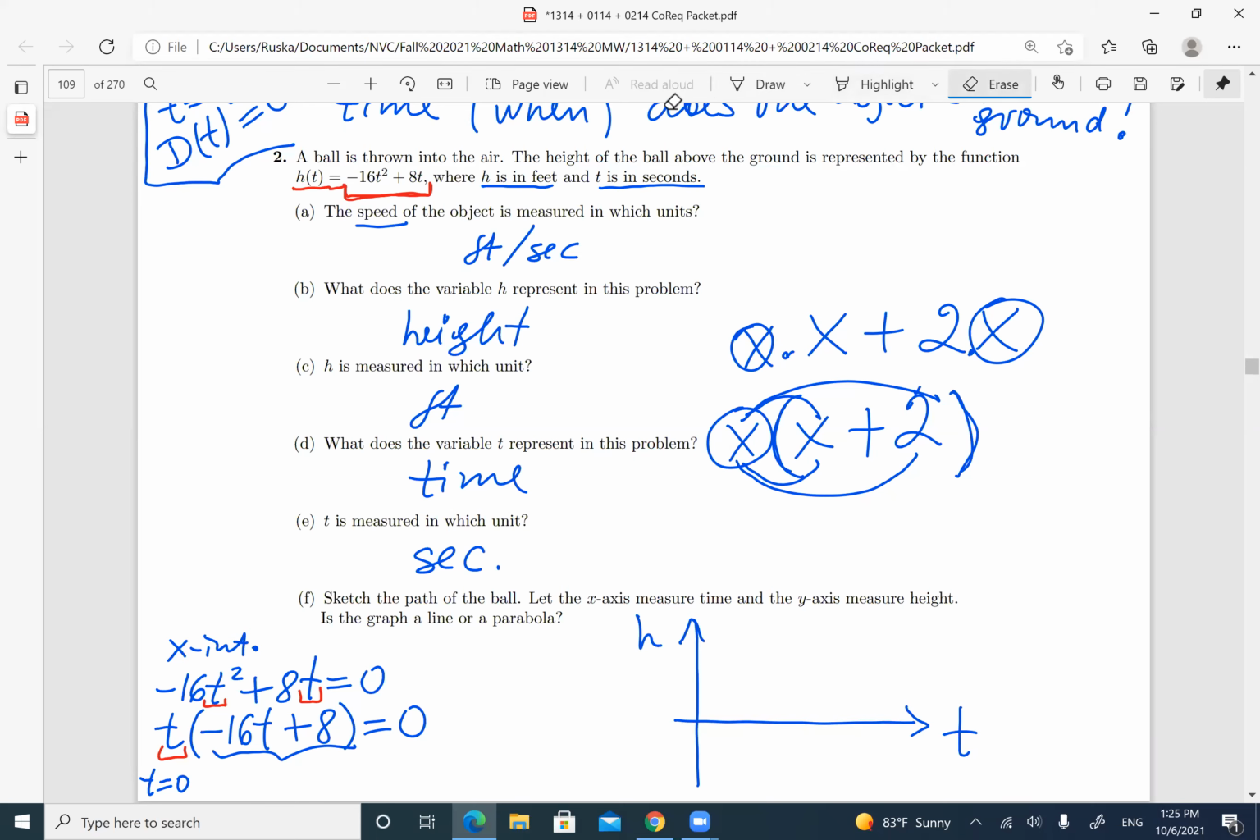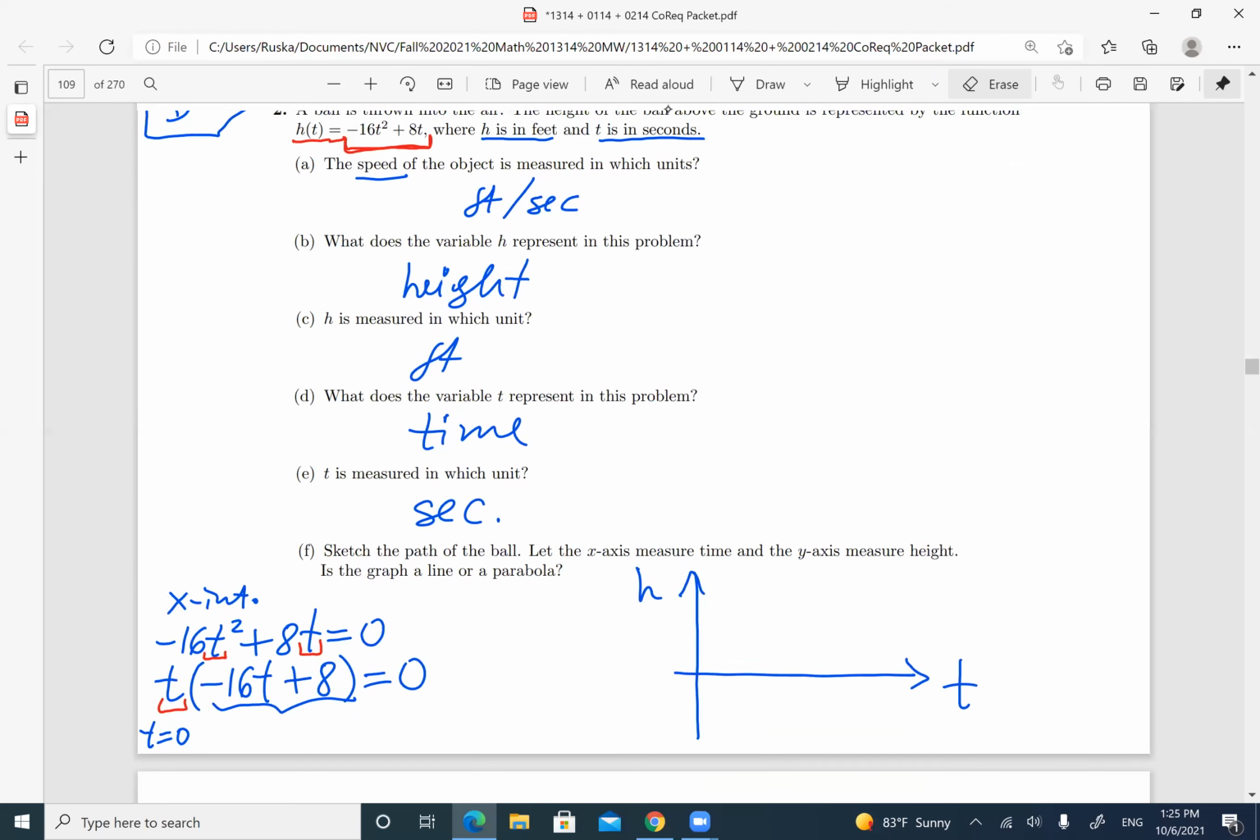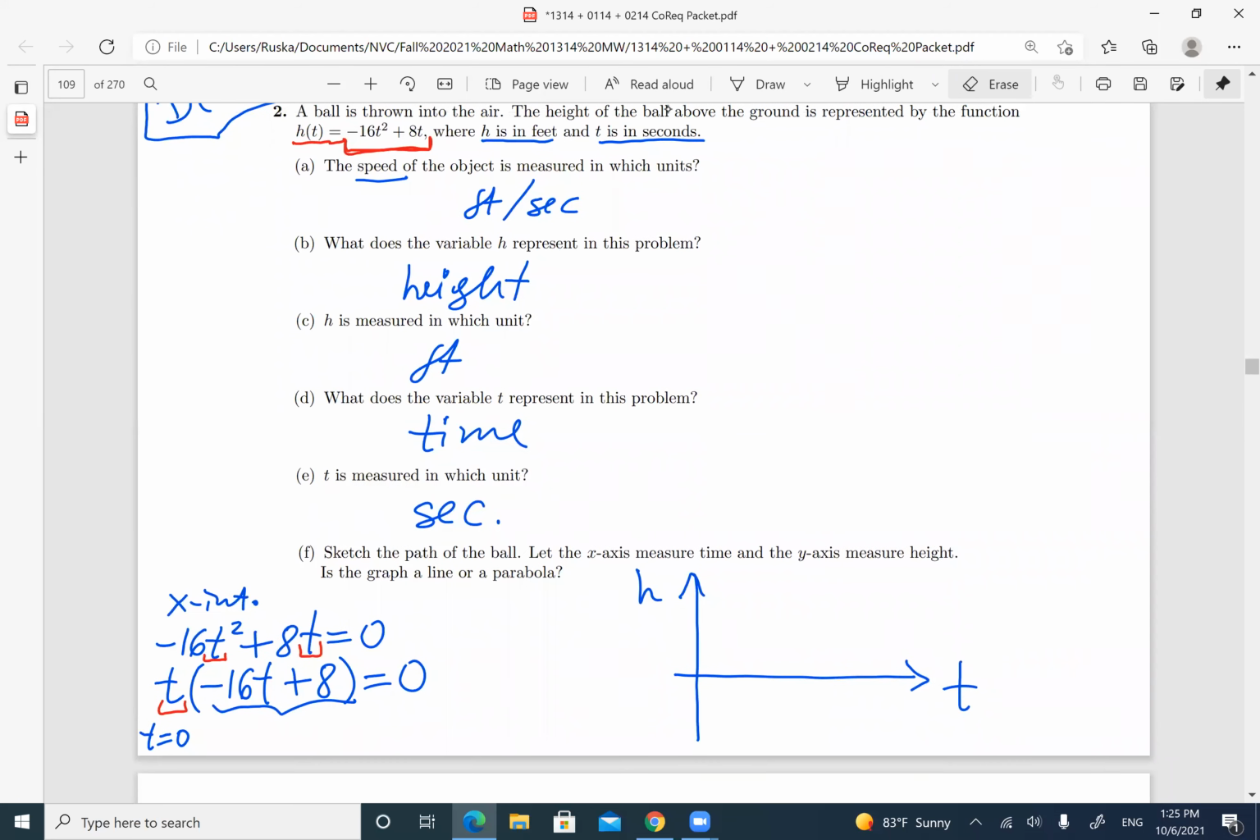I have a question. How can you determine if the graph is a line or a parabola just by looking at it? Yes, just looking at it, it's a parabola because you have a square. If you have only t and a number, then it's going to be a linear function, a straight line. So if it's squared, then it's a parabola. Okay, gotcha. Now that makes sense.